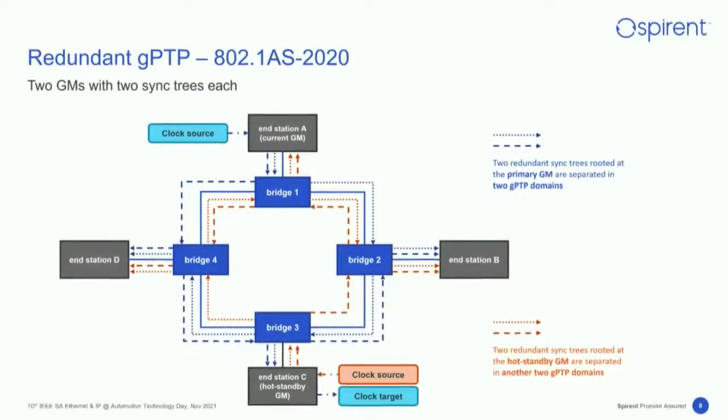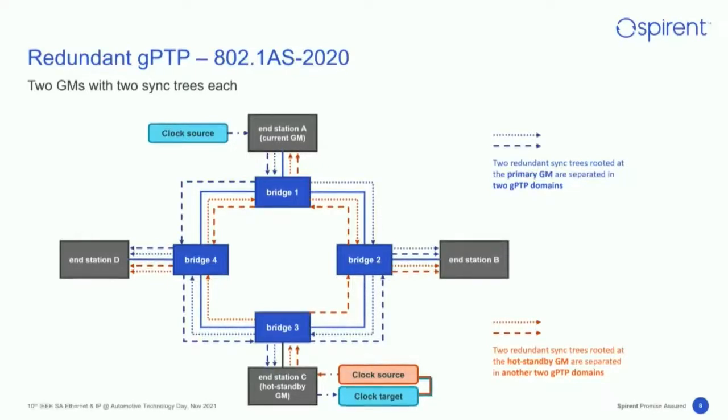And also for the second GM, we can define, again, 2 different sync paths to have a completely redundant path for the time information. To have such a configuration, we will need 4 time domains. Now let's see how such a configuration will behave when failures occur.